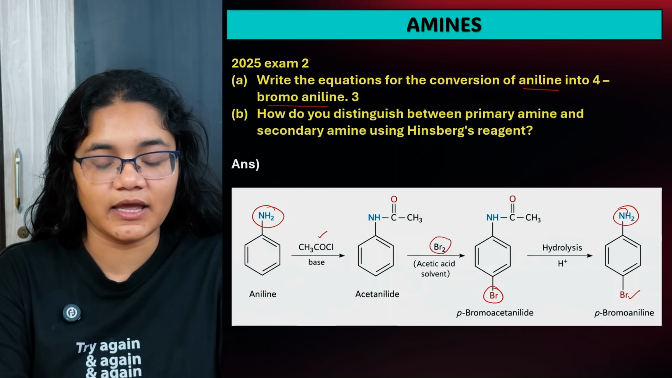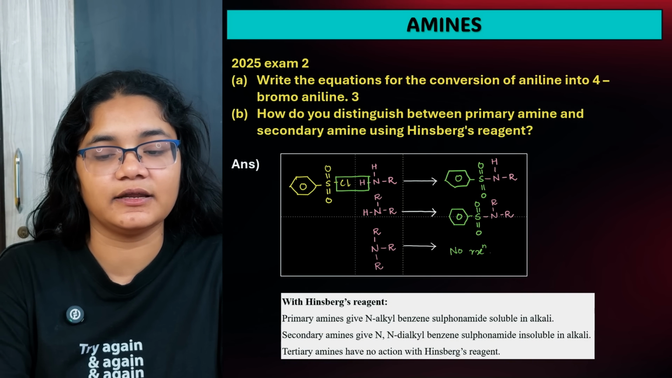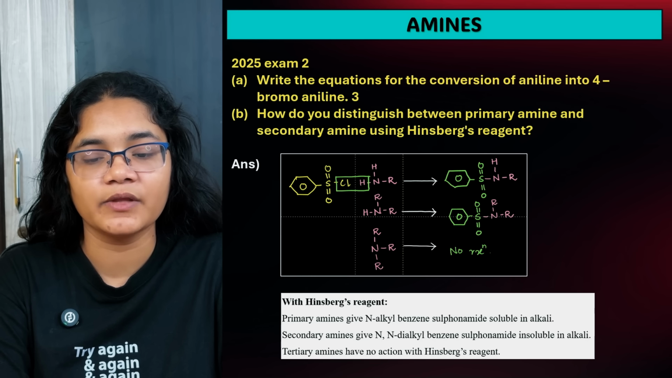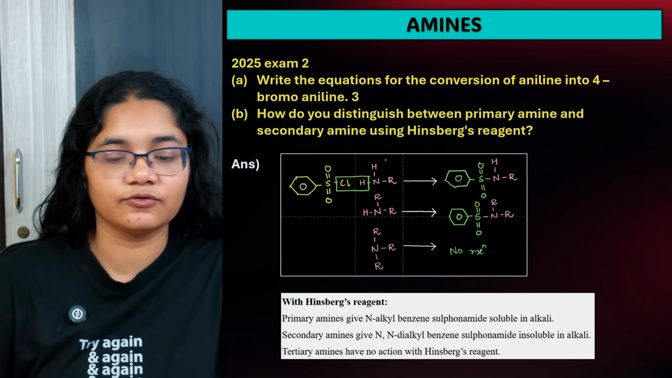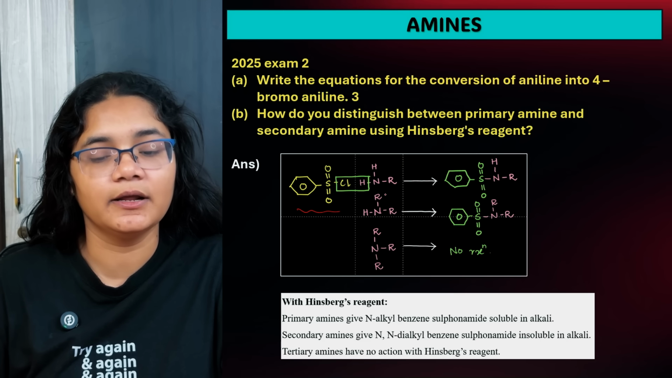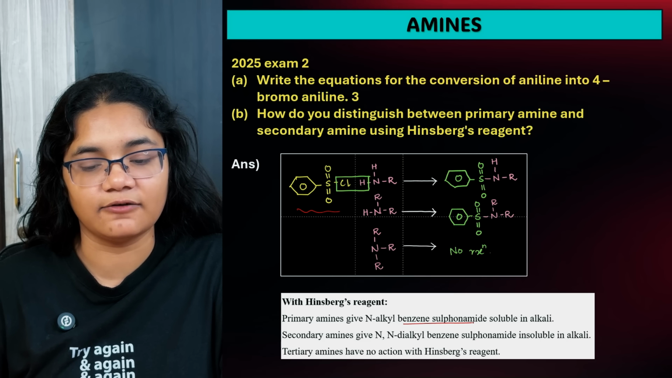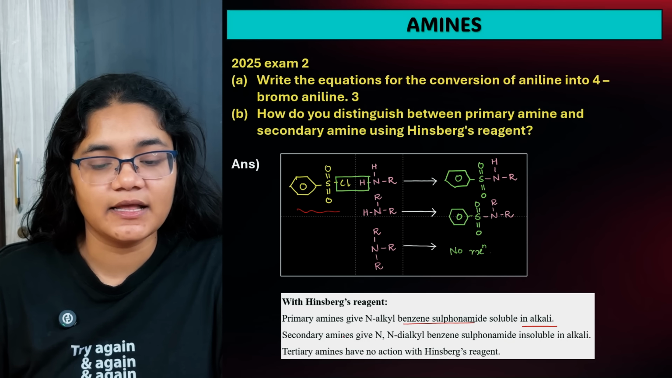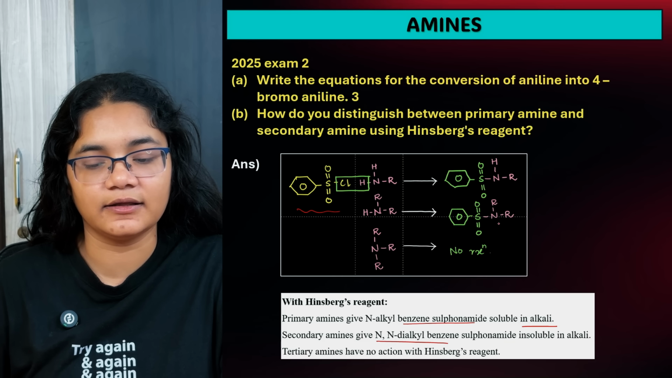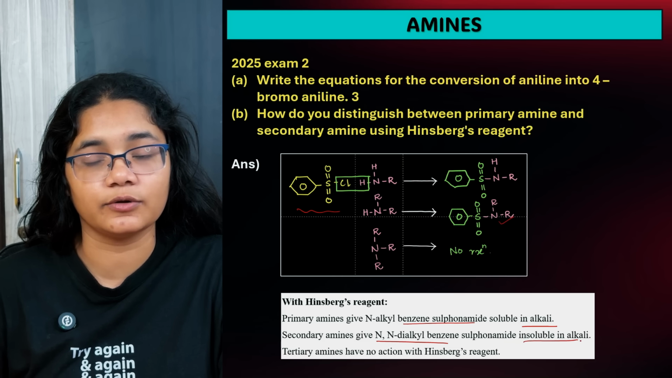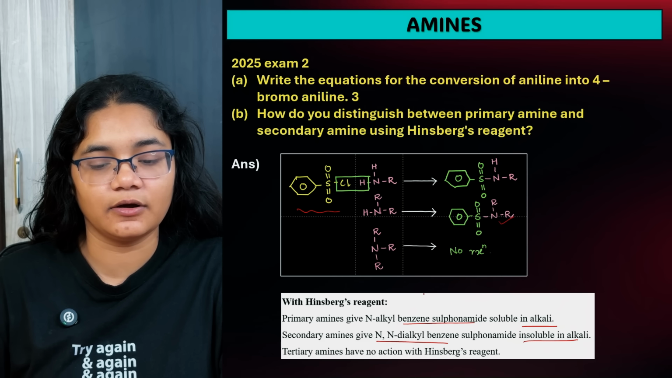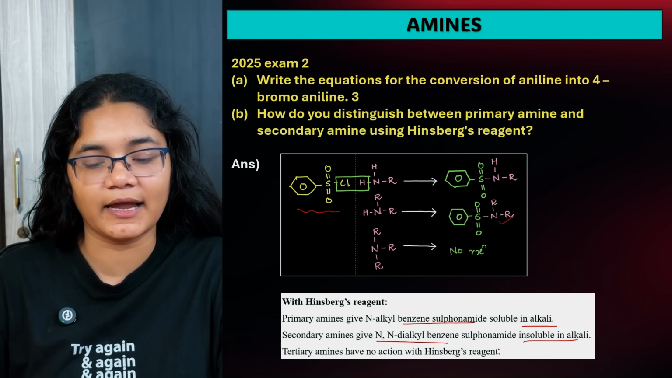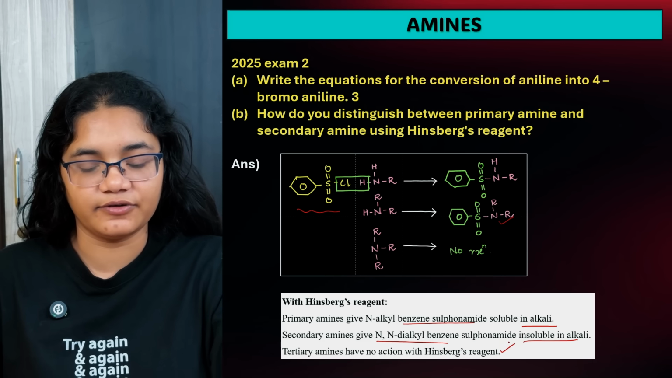Okay, next we have, how do you distinguish between primary, secondary and tertiary amines using Hinsberg reagent? So first of all, Hinsberg reagent structure you should remember. Primary amine will give you benzene sulfonamide, which is soluble in alkali. Secondary amine will give you N-dialkyl benzene sulfonamide, which is insoluble in alkali. And tertiary amines will not react at all with the Hinsberg reagent.